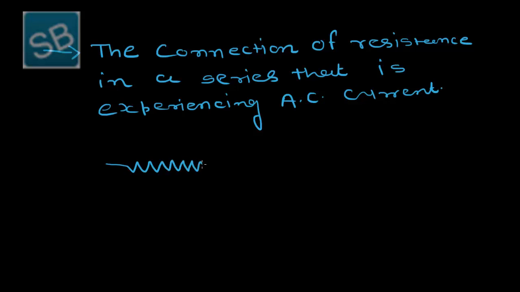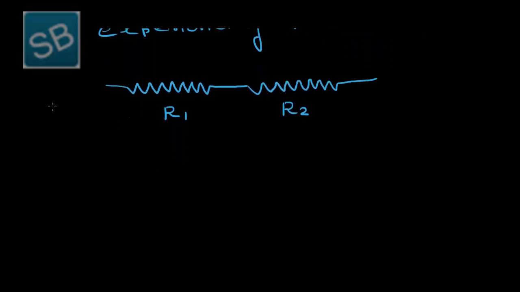This you might have seen in the law of series and parallel connection. Suppose this is R1 and this is R2. So such kind of arrangement, in which we can say the resistances R1 and R2 are connected in a series. So this is the series connection of resistance.